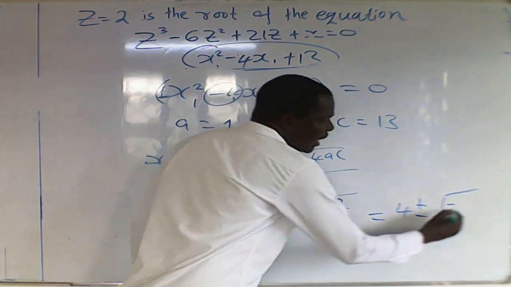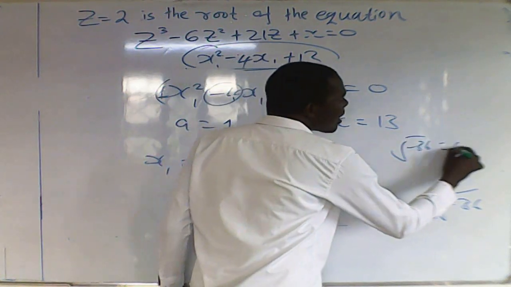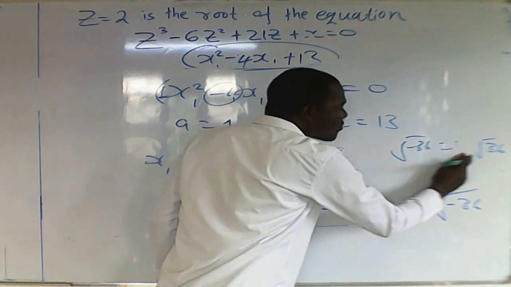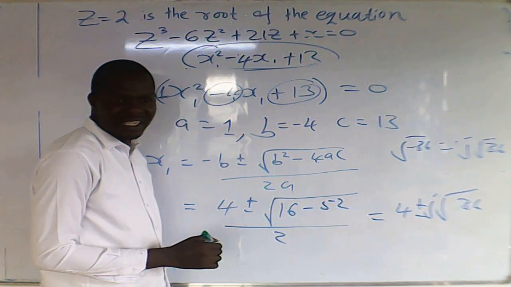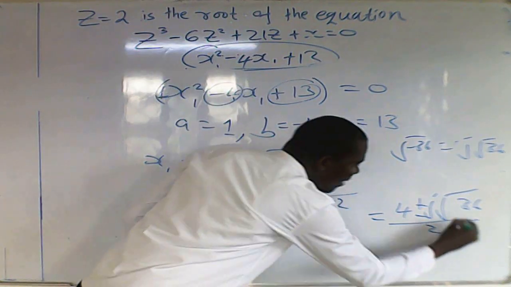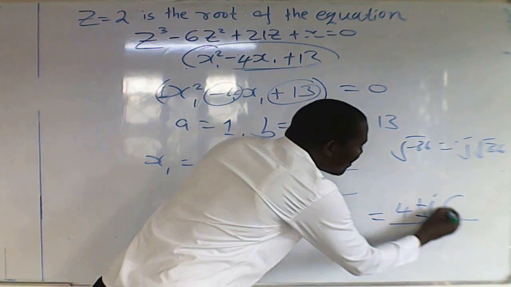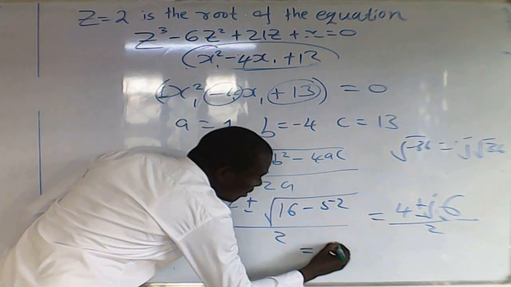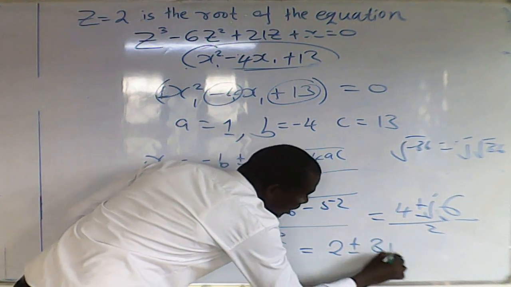So we have 4 plus or minus the square root of 16 minus 52, which is negative 36. Remember, the square root of negative 36 is the same as the square root of negative 1 times the square root of 36, isn't it? The square root of negative 1 is j. Then the denominator we have over 2. The square root of 36 is 6. If you divide that by 2, what do you get? 4 divided by 2 is 2, plus or minus 3j.